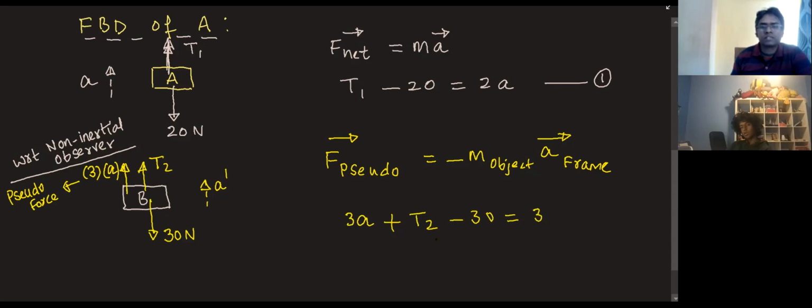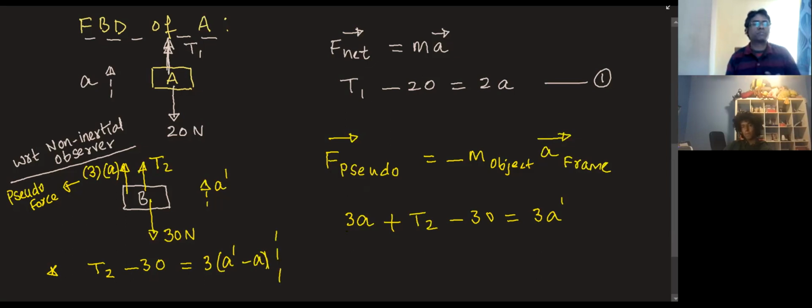But if you see this, Abhiram, I could have written T2 minus 30 as, you said, A prime minus A, right? So I could have written it as A prime minus A. I'm assuming that you might have written it like this while solving the problem. If you compare them, there's no difference between them. But when you take the help of the pseudo force in certain cases, things are slightly easier. Now, this is our second equation.